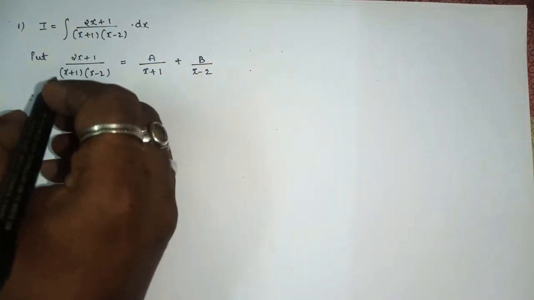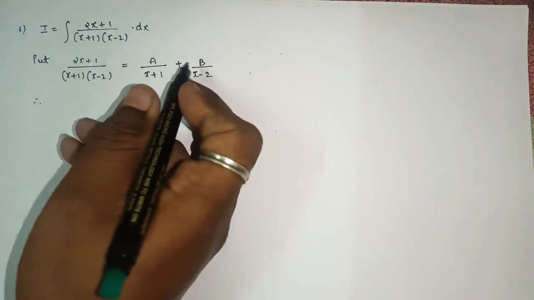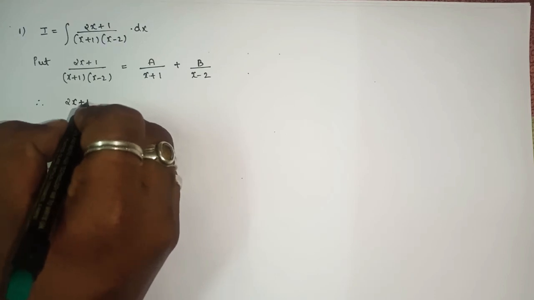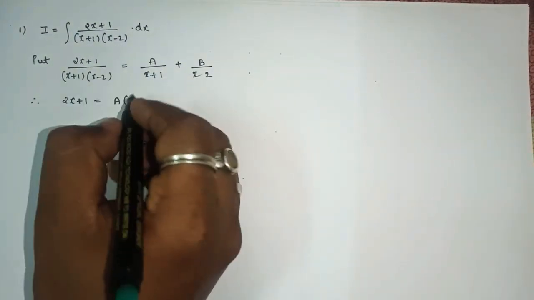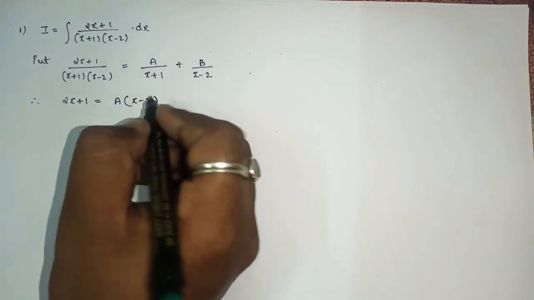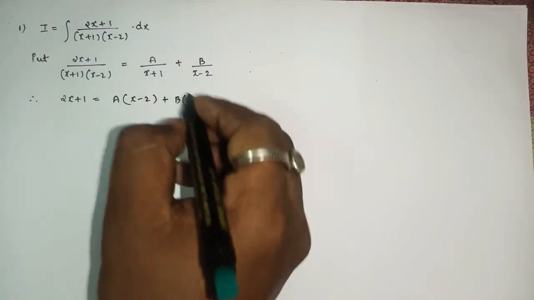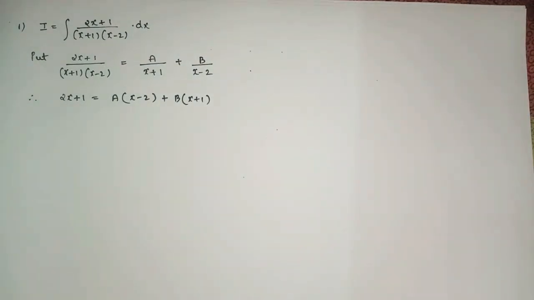So we'll multiply throughout by (x plus 1) and (x minus 2). So here you will get what? 2x plus 1 equals A, where x plus 1 will get cancelled, so you get A(x minus 2) plus, where x minus 2 will get cancelled, you get B(x plus 1). Got the point? Understood?